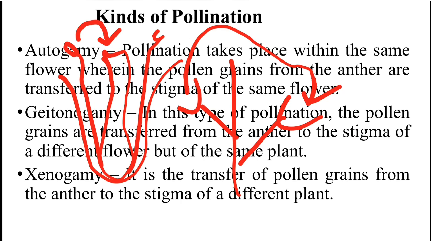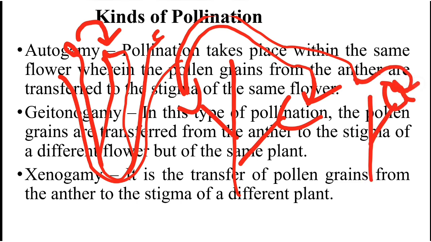Next, xenogamy. It is the transfer of pollen grain from the anther of one flower born on one plant to the female part of another flower born on a different plant. This is the case called cross pollination, which will occur between two plants.